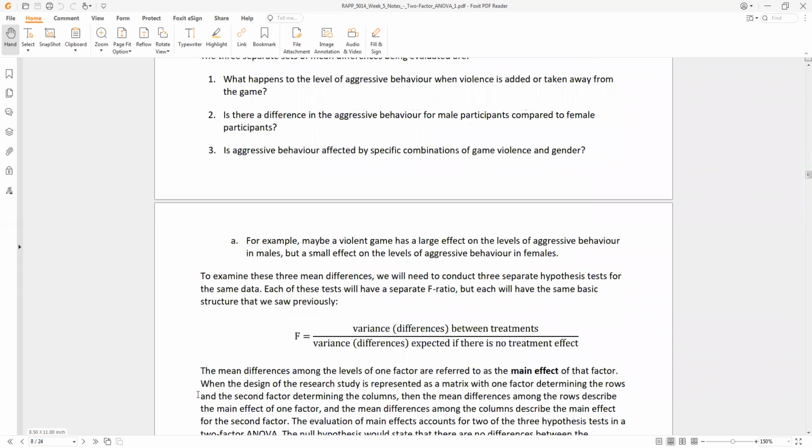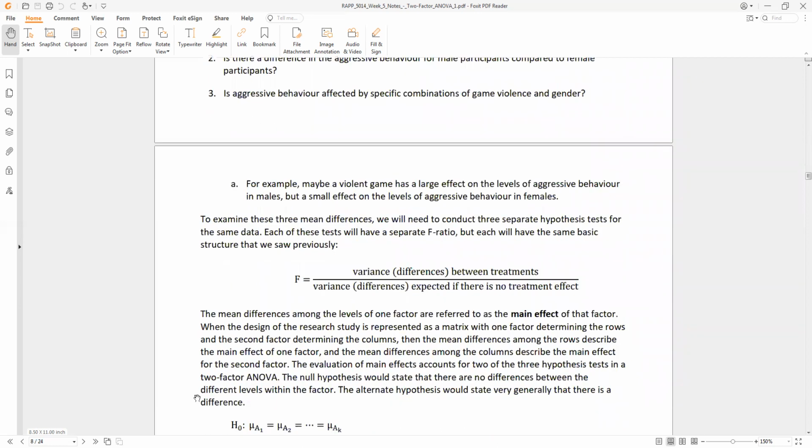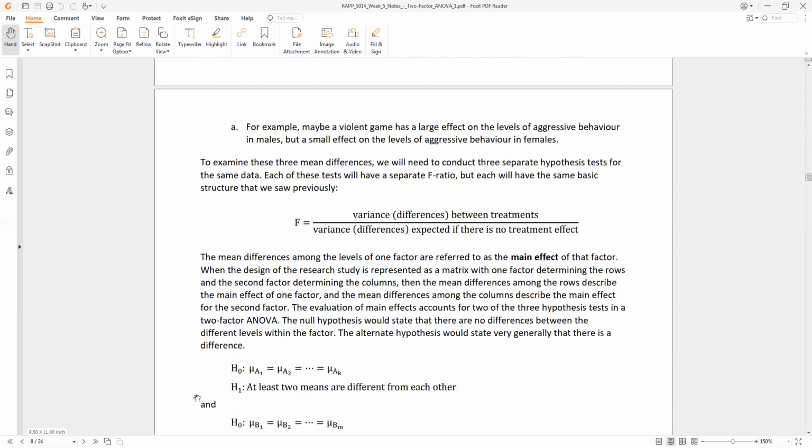Okay. And so all the hypothesis tests are going to be done by looking at the variance, that is the differences between the treatments that we're interested in, divided by the variance if there was no treatment effect. So when we're looking at factor A, we're going to look at the differences between the four groups, and then we're going to divide by the differences that we would expect to see if factor A made no difference, but we still had factor B.